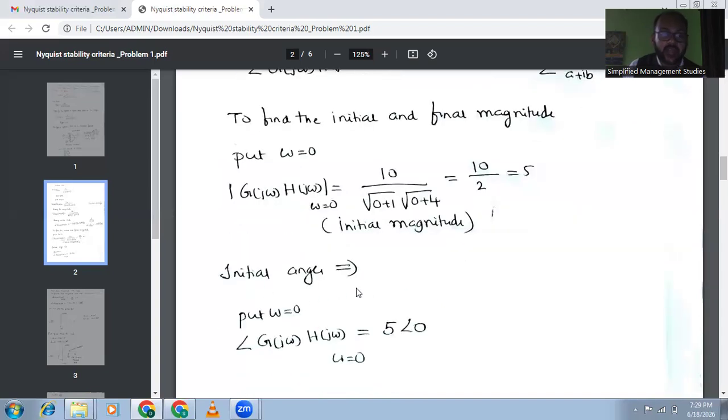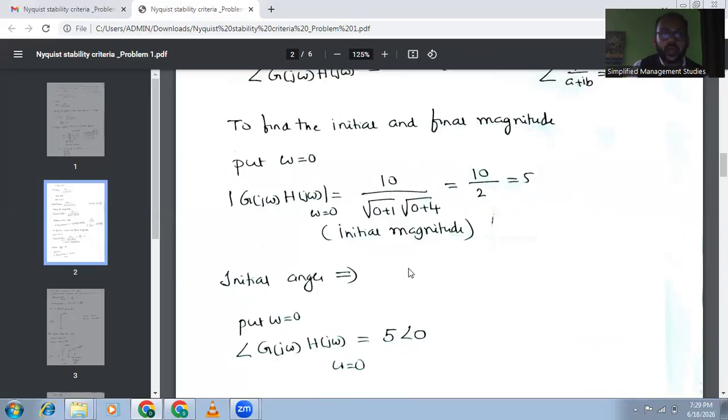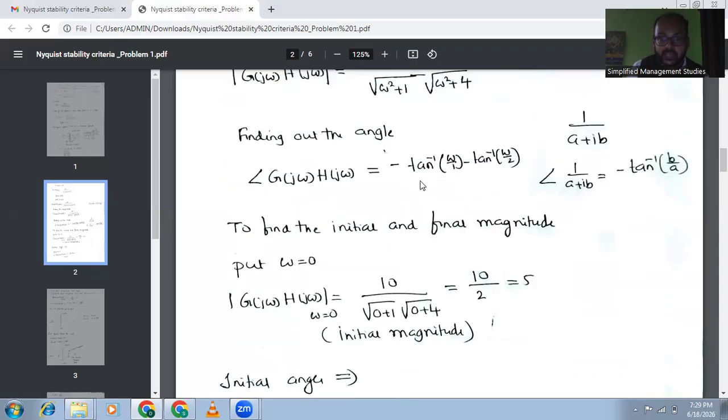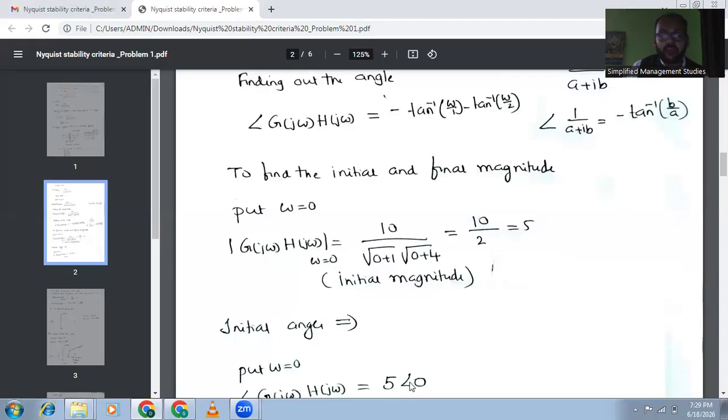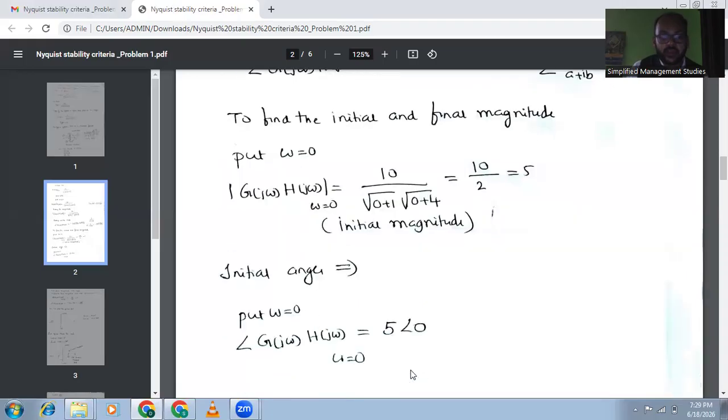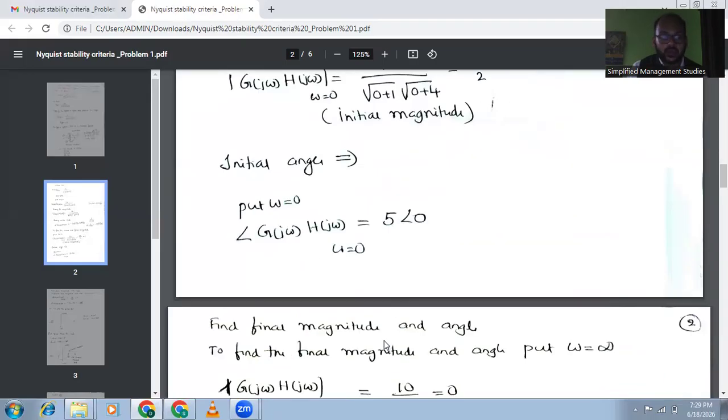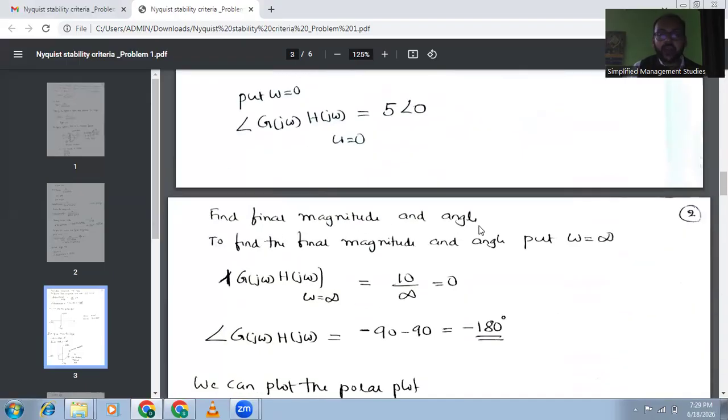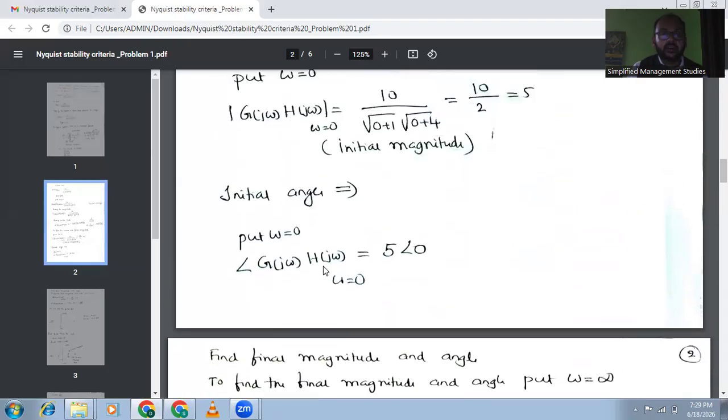In the same fashion, calculate the angle. Put omega equal to 0. If you substitute omega equal to 0, your answer will be 5 angle 0. Similarly, you have to calculate the final magnitude. What is the final magnitude? You have to put omega equal to infinity in the magnitude section as well as the phase section.